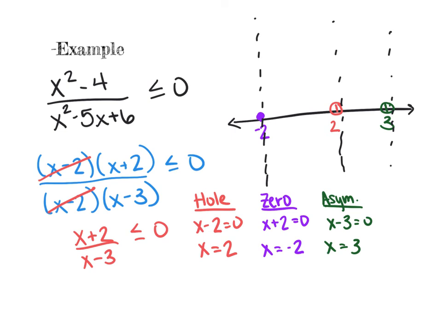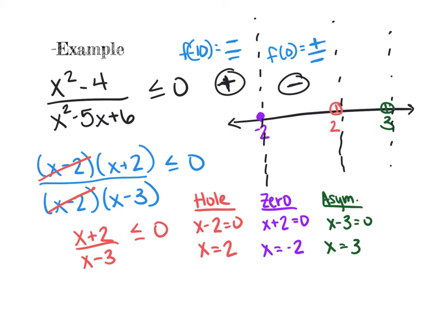So the first one I'll test is f of a number less than negative 2, f of negative 10. And again, this time when I plug in, I'm going to plug it into the simplified form. You can plug it into either one, actually, but if you plug it into the simplified form, it makes the math a lot easier. So negative 10 plus 2 is a negative. Negative 10 minus 3 is a negative. So this is going to be a positive in that interval. Next interval, a number between negative 2 and 2. Well, let's do 0. Plug in 0. 0 plus 2 is a positive. 0 minus 3 is a negative. So that interval has to be negative.